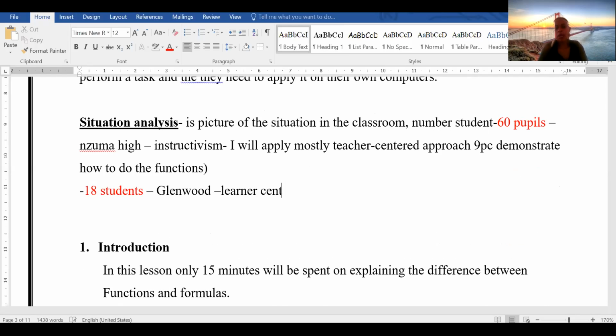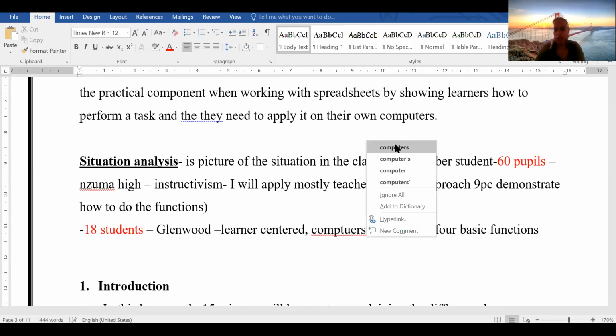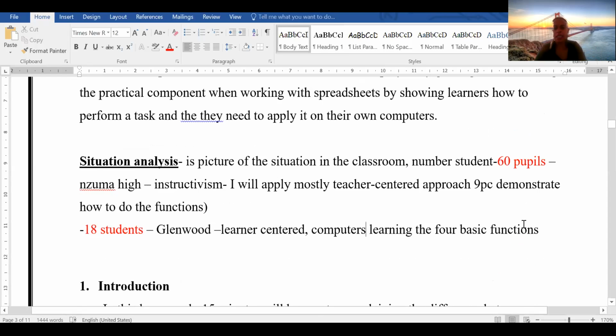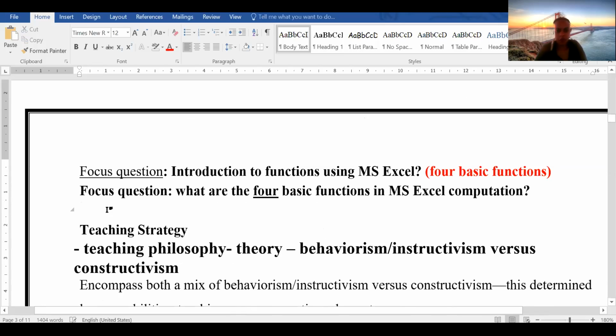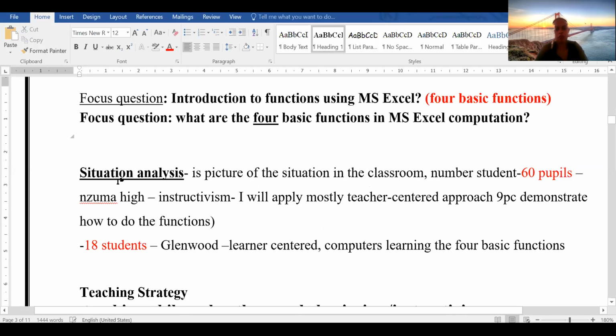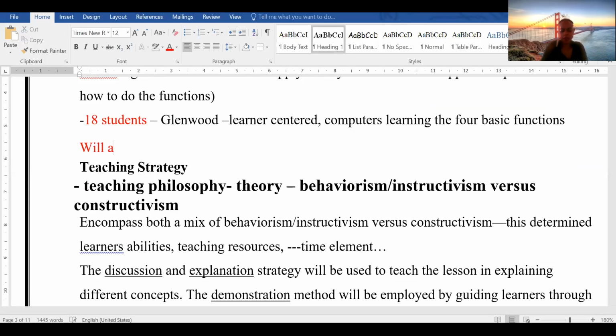Learner-centered. The learners take more responsibility of engaging with their own computers and learning the basic functions. You see the difference? So it's up to you now to give me a situational analysis. Once you give me the situational analysis, then you say, based on this situational analysis, my teaching strategy will be as follows. You see? So you start with the situational analysis, and then the situational analysis will affect the teaching strategy.